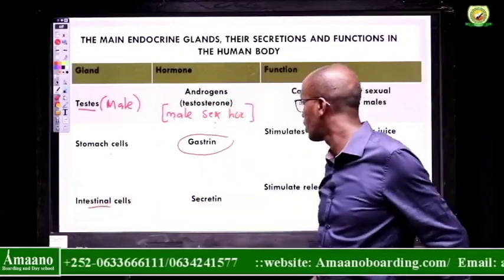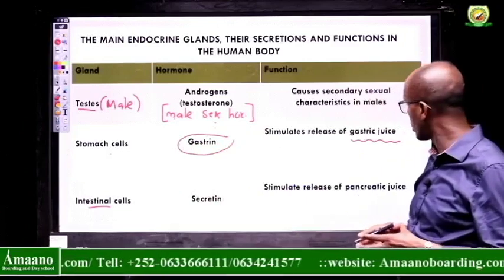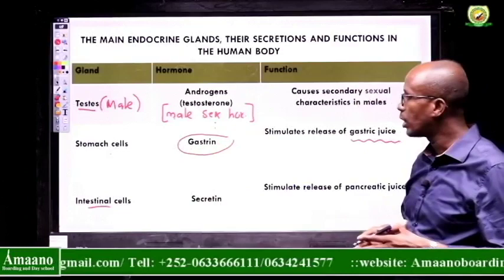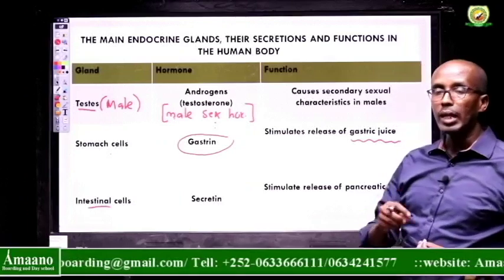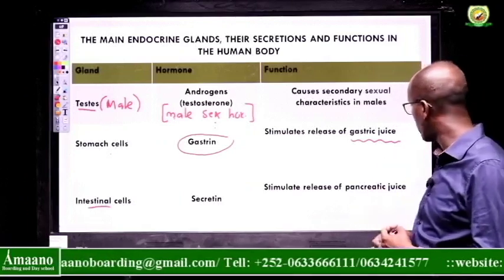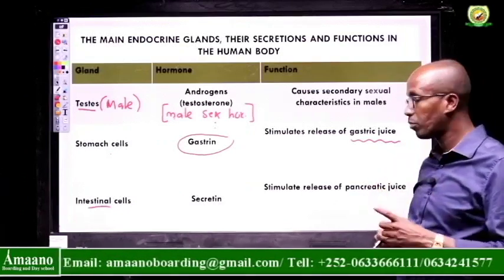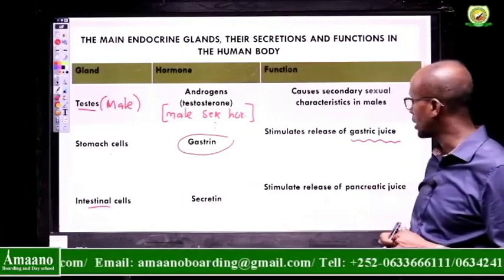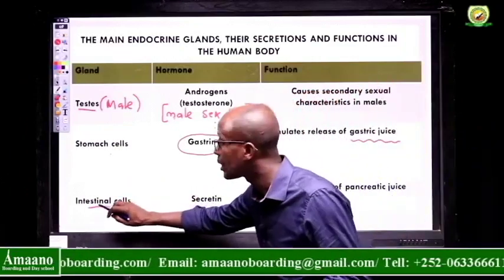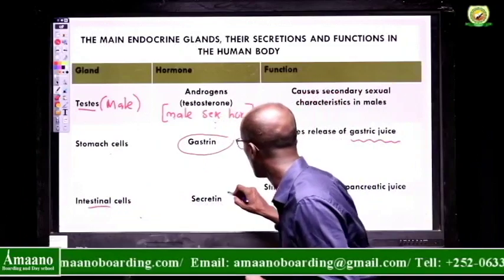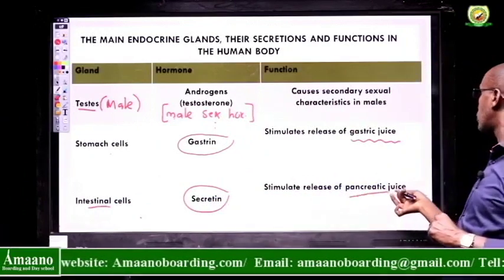Intestinal cells. Just like the stomach cells, when food reaches the small intestine, especially the first part of the small intestine, the duodenum, there are some substances produced by the pancreas which take part in the digestion of food in the small intestine. So as the food reaches the small intestine, the intestinal cells themselves produce a hormone called secretin. So secretin stimulates the release of pancreatic juices.